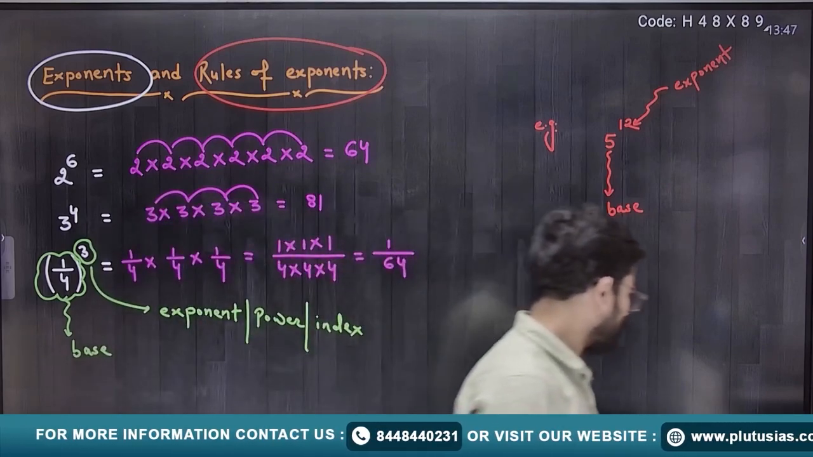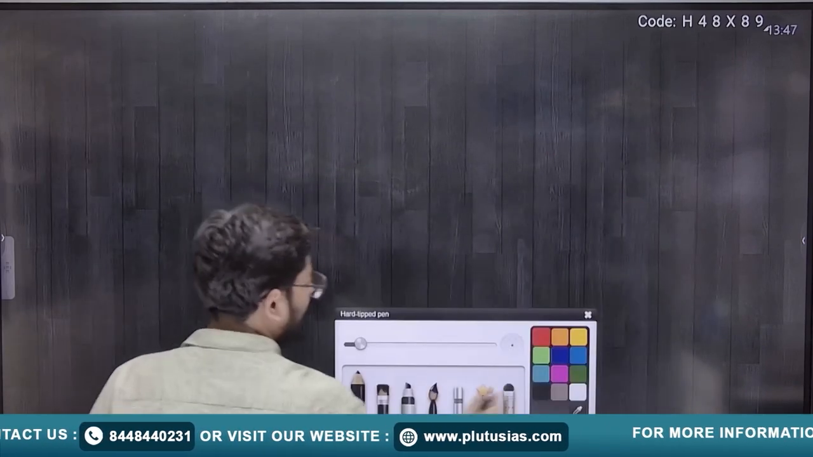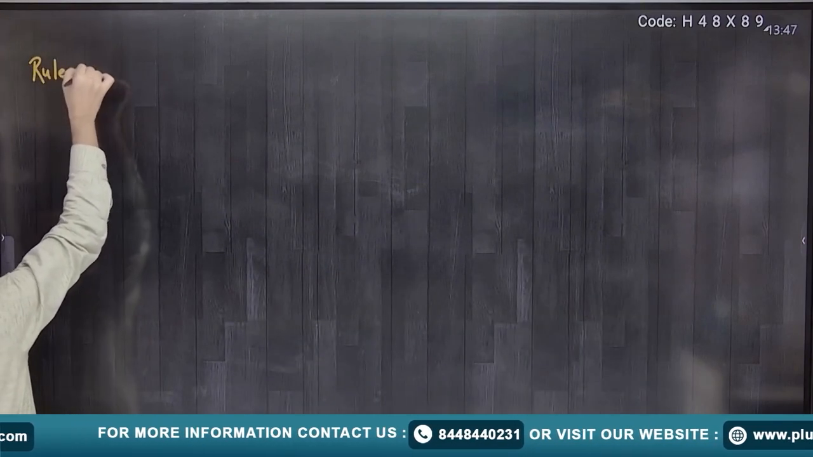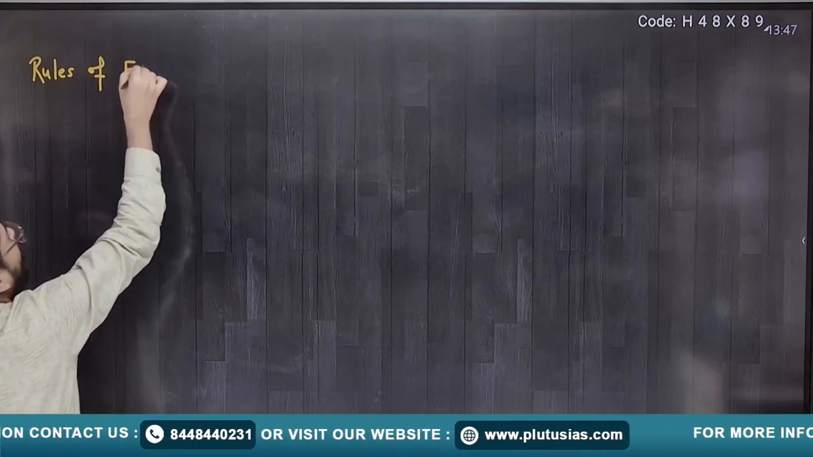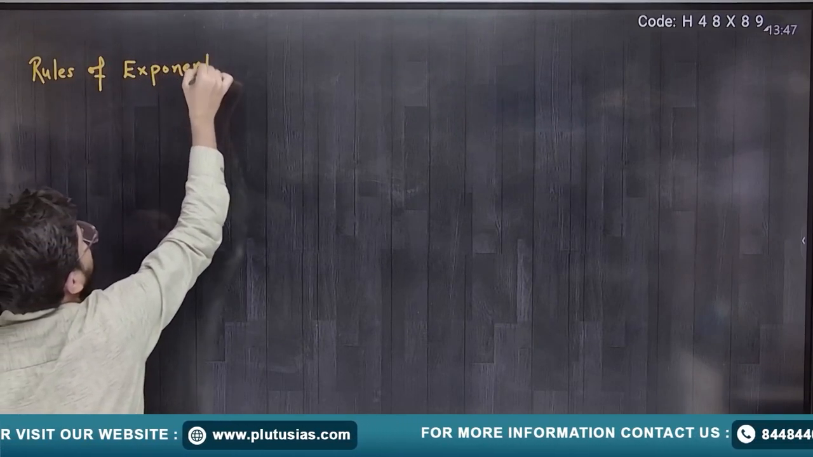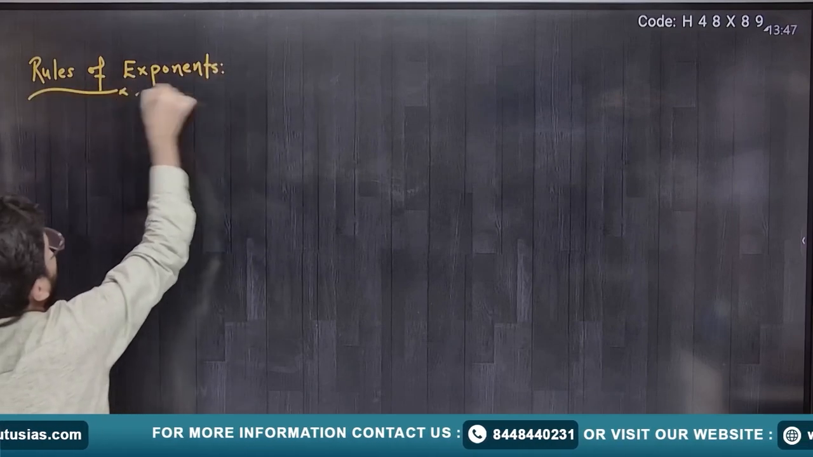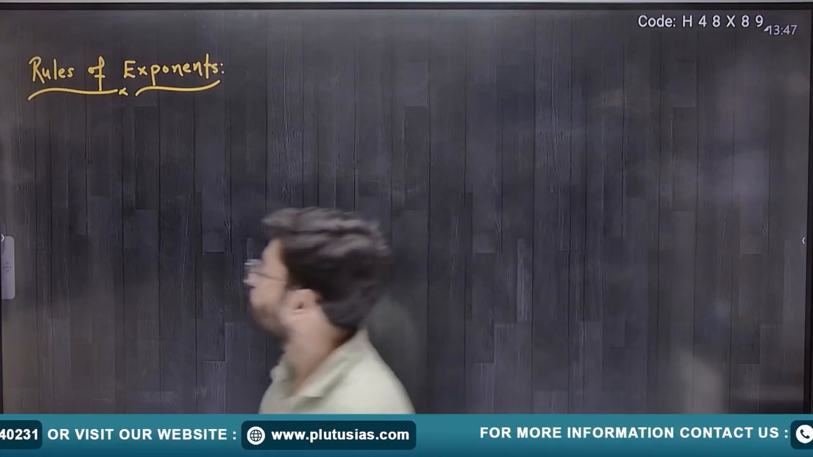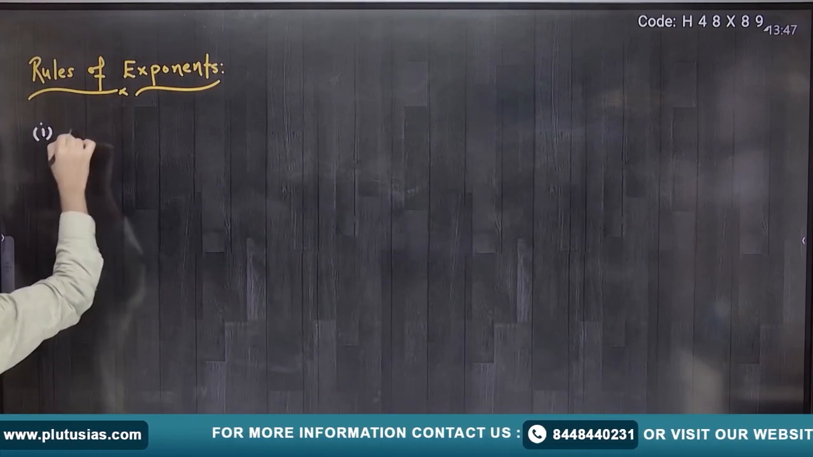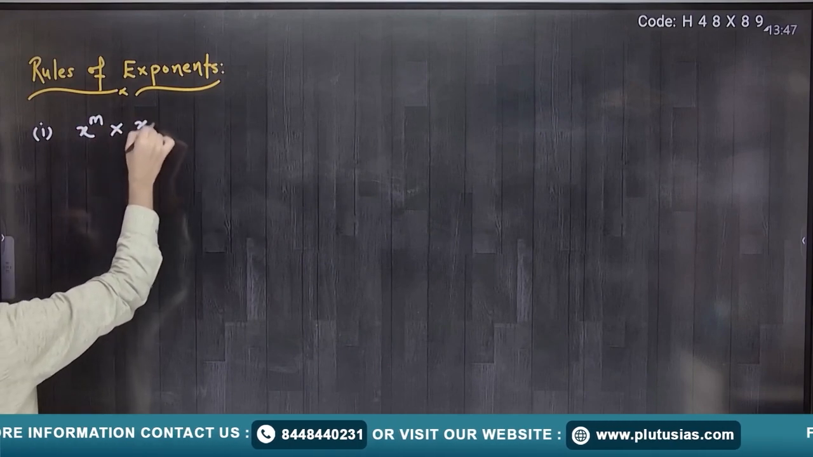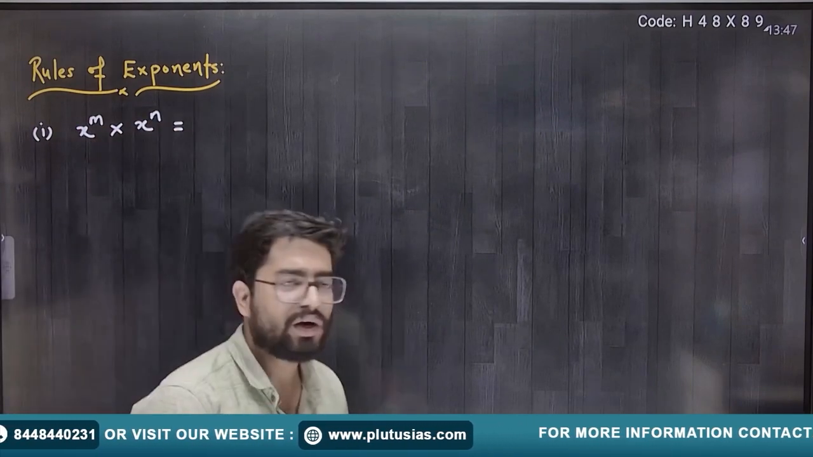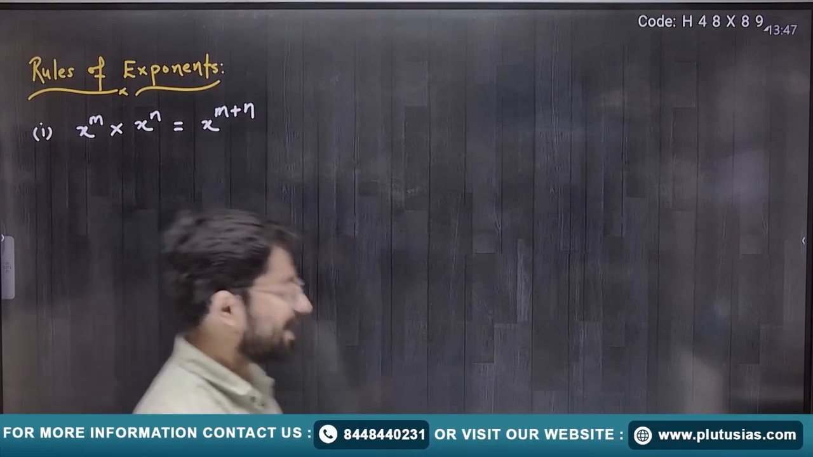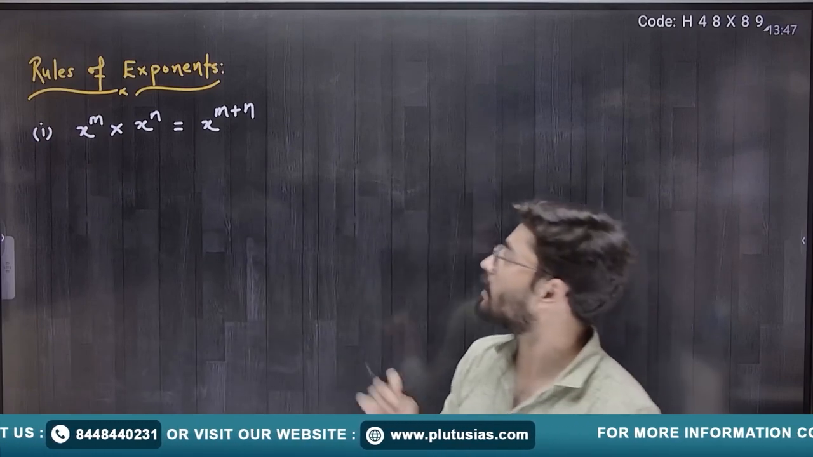Some rules of your exponent. Rules of the exponents. So let's start with that. Rules of exponents. So let's say the first rule: x raised to power m into x raised to power n, that is equal to x raised to power m plus n. Okay, x raised to power m into x raised to power n is x raised to power m plus n.